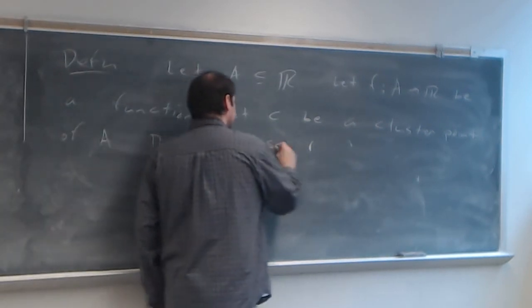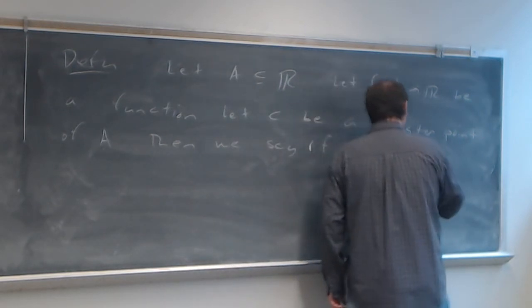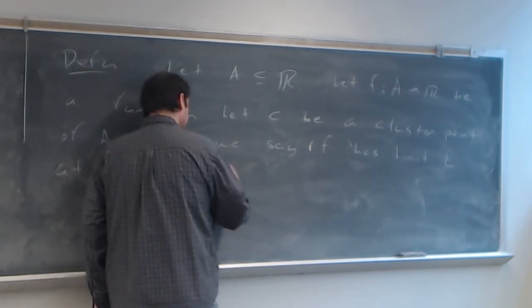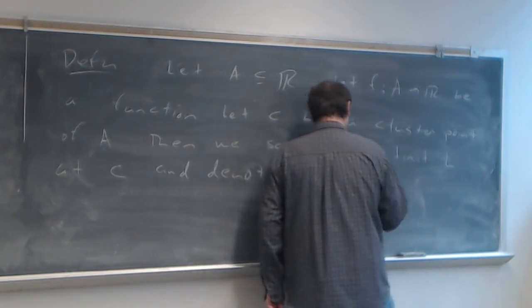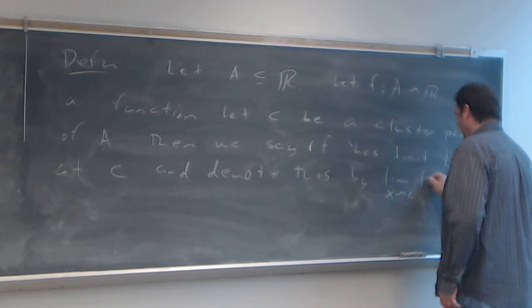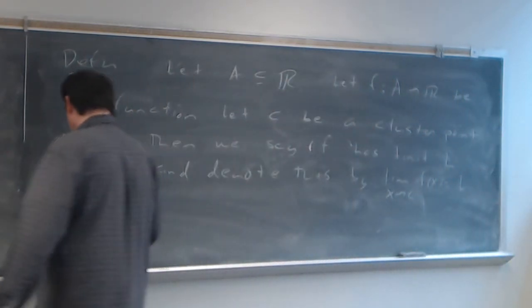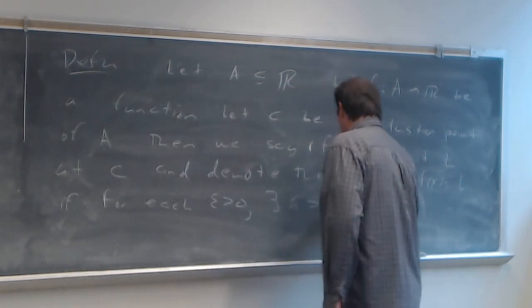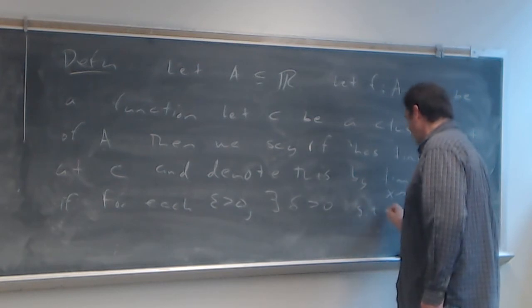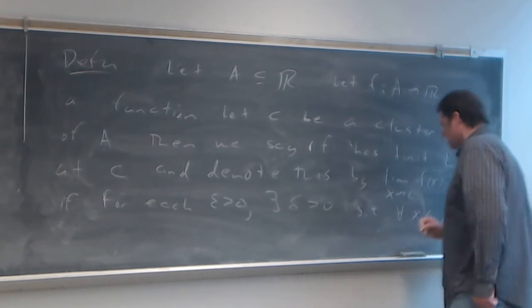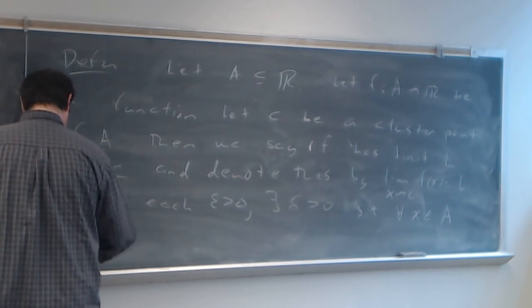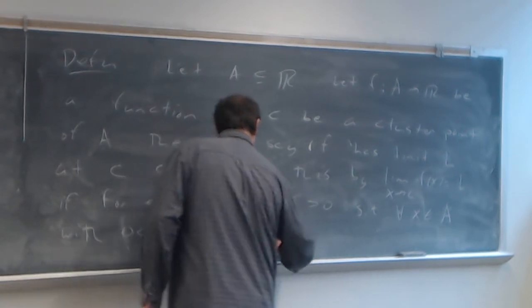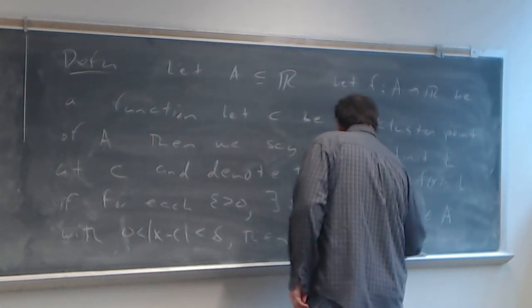Then we say F has limit L at C, and denote this by the limit as x goes to C of F of x equals L if for each epsilon greater than 0, there exists a delta bigger than 0, such that for all x in the domain of F, that's A, with 0 less than the absolute value of x minus C less than delta, then the absolute value of f of x minus L will be less than epsilon.